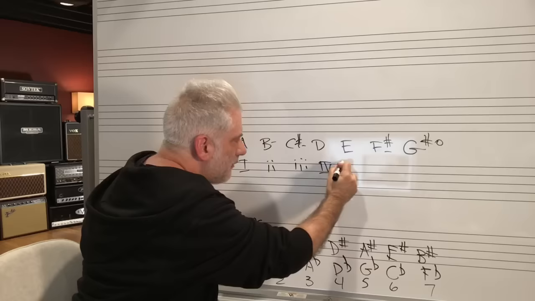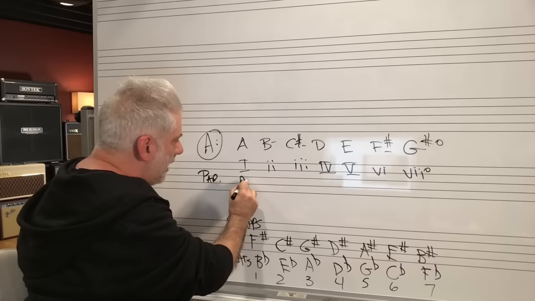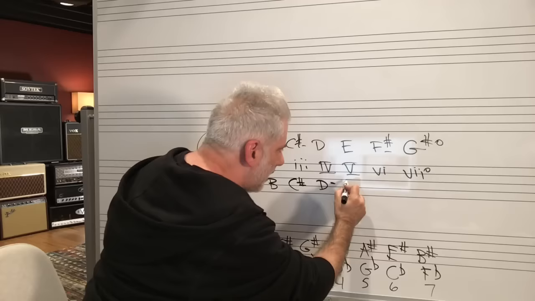So I just put in my 1, 2, 3, 4, 5, 6, 7, okay? Then I go in and I say, okay, well, what are my parallel chords, right? A minor, B major, C sharp major, D minor, E minor, F sharp major, and we don't worry about that.